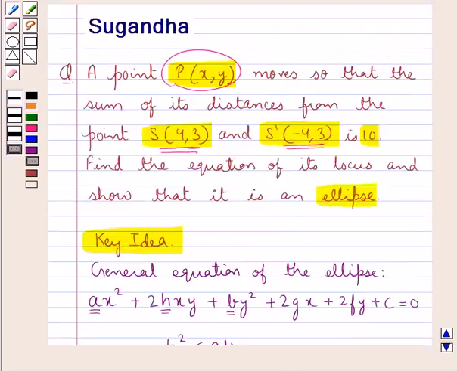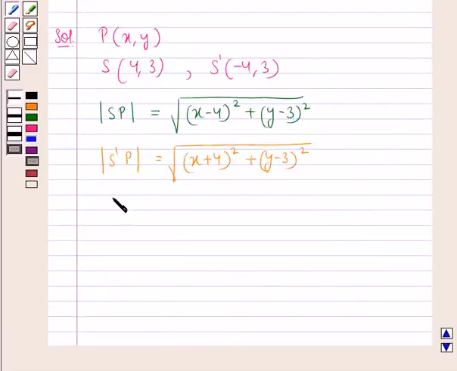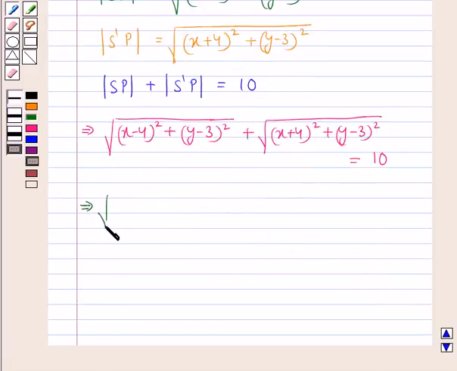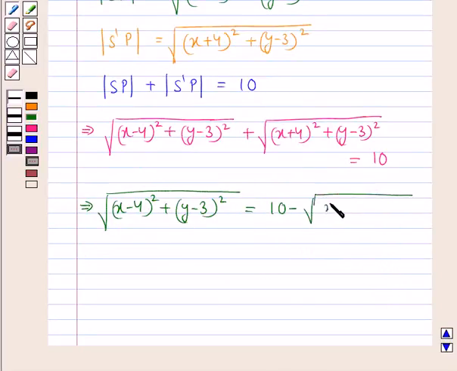As in the question, it's given that this point P moves such that the sum of its distances from the points S and S dash is given as 10. So we can say modulus of SP plus modulus of S dash P is equal to 10. This means that square root of x minus 4 the whole square plus y minus 3 the whole square plus the square root of x plus 4 the whole square plus y minus 3 the whole square is equal to 10. Now this could be written as square root of x minus 4 the whole square plus y minus 3 the whole square is equal to 10 minus square root of x plus 4 the whole square plus y minus 3 the whole square.